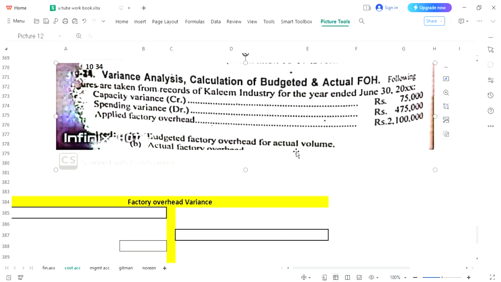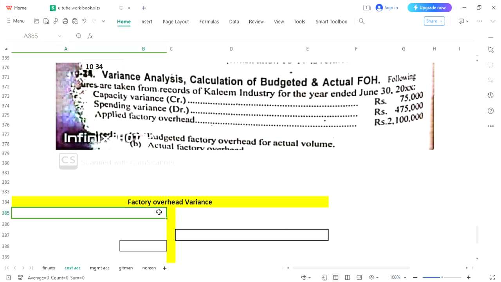Today's target is to solve question number 10.34. The view of this question is looking very short, very simple, and yes, there is a difference. We don't have to write down every part of the supporting statement. We will directly be calculating our variances and the missing figures, which are the requirement of this question. So let's directly start writing our calculations.